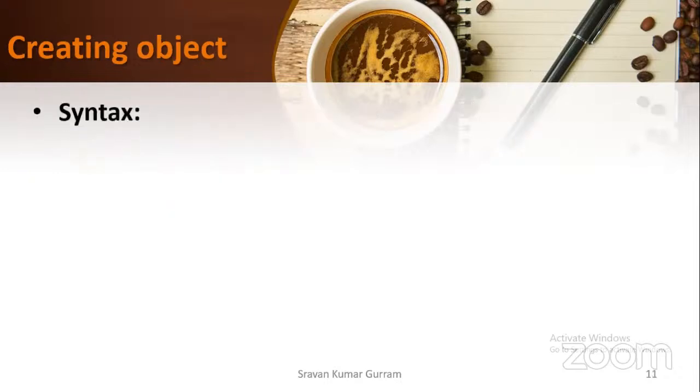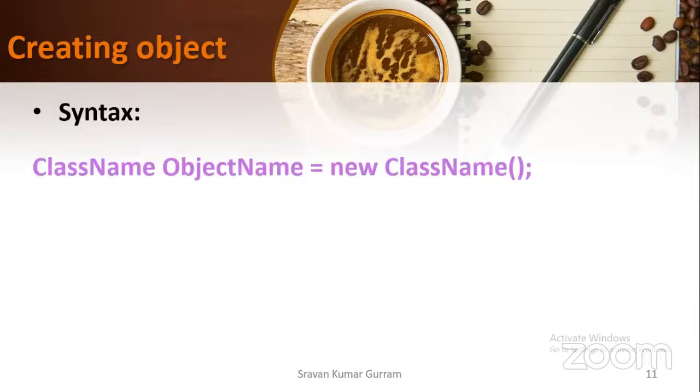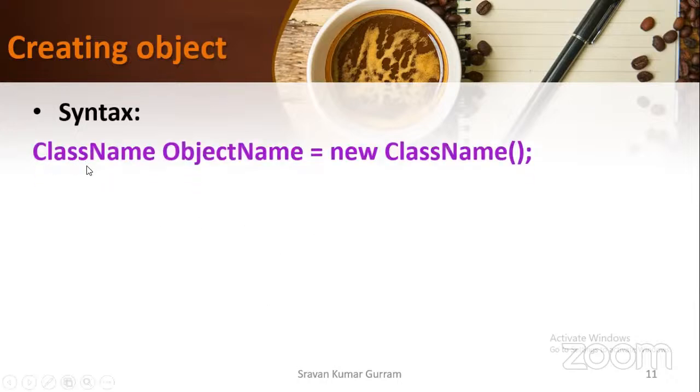Now, see the syntax, how to create the object. First, we need to write the class name, space, object name. You can give any object name. Okay, object name, space. You must use the keyword new here. New is a keyword which is used to create the object at runtime. New is a keyword, and space. You must write the class name again. Parenthesis, semicolon. This is the syntax to create an object of a class.